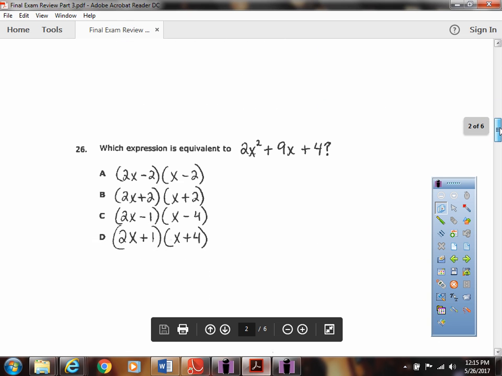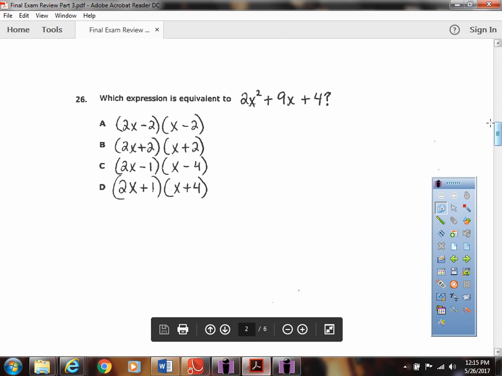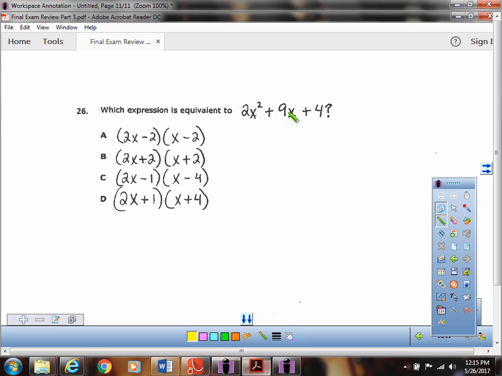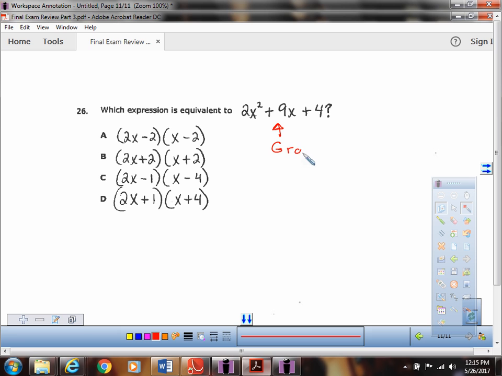Alright, so let's look at number 26. This one is, which expression is equivalent to 2x squared plus 9x plus 4? So the easiest way to do those is, again, to either graph or use a store option. You could use store for this one. You would just need to store a number for x, and then enter this and then enter the answers. But on this type, I've noticed that it's best to just graph it. Find the graph that matches the problem. So graph and match.